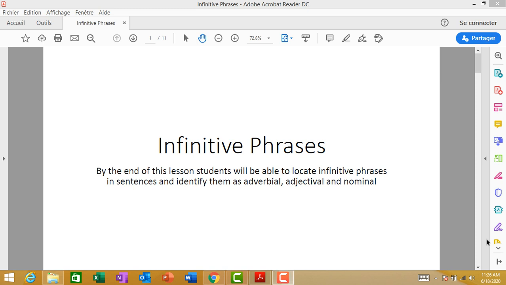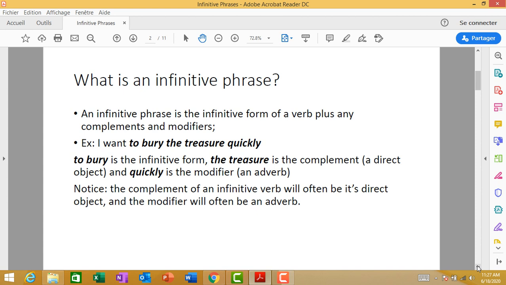By the end of this lesson, you will be able to locate an infinitive phrase in the sentence and you will be able to identify them as adverbial, adjectival, and nominal. So let's look at it.